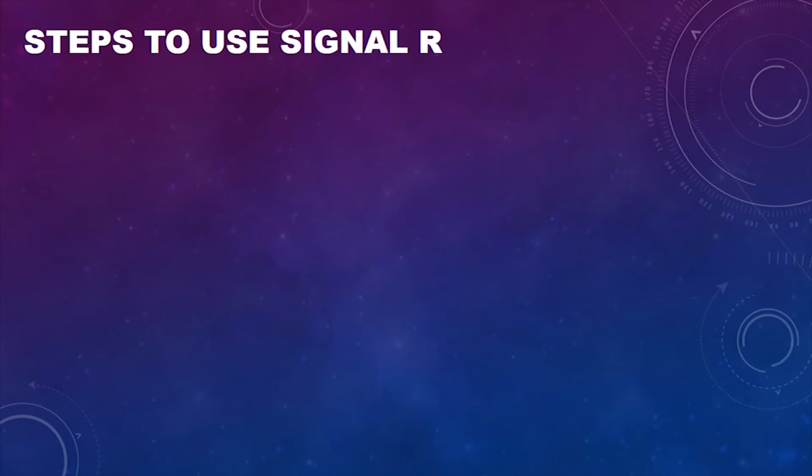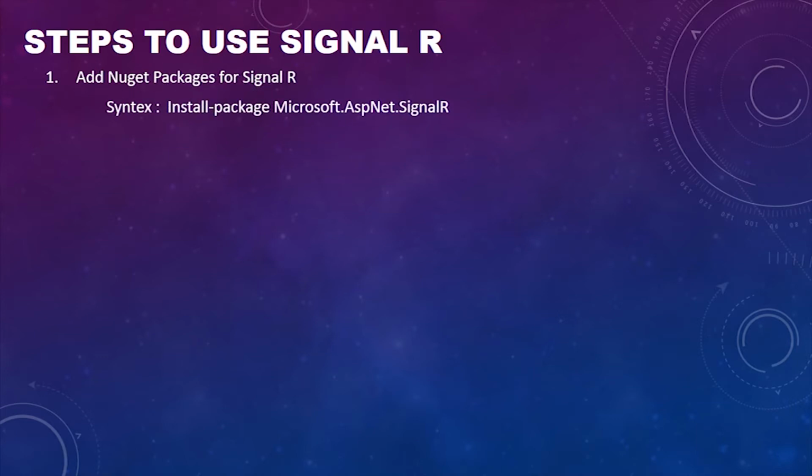Now let us see what are the steps required to use SignalR. For now, note down the steps just as a high-level introduction, and we will shortly be seeing each step in detail. The first step is add NuGet packages for SignalR. The syntax is as mentioned on the screen: install-package microsoft.aspnet.signalr and say enter. This will install all the necessary scripts for SignalR to work properly.